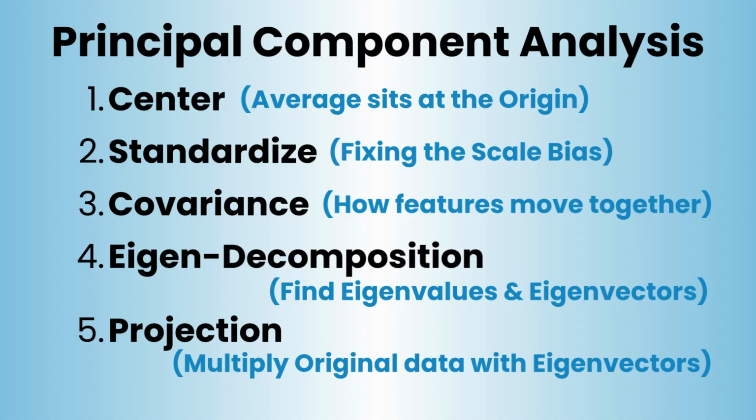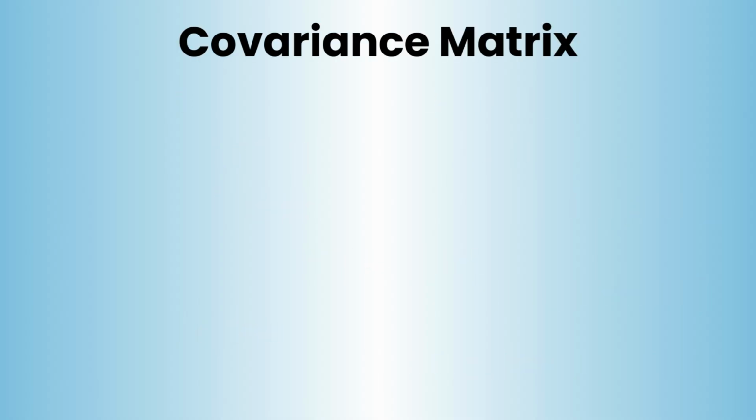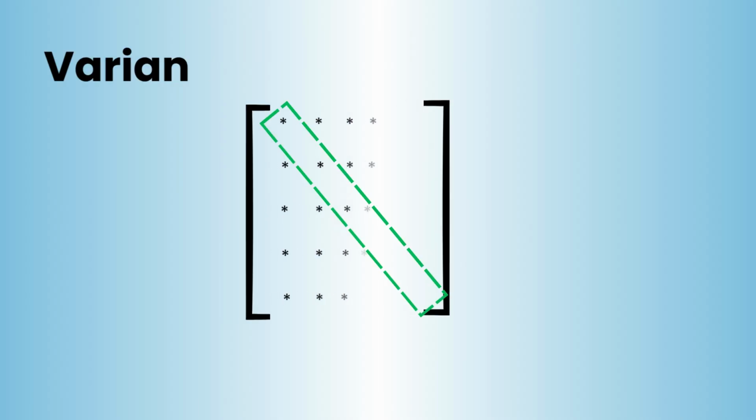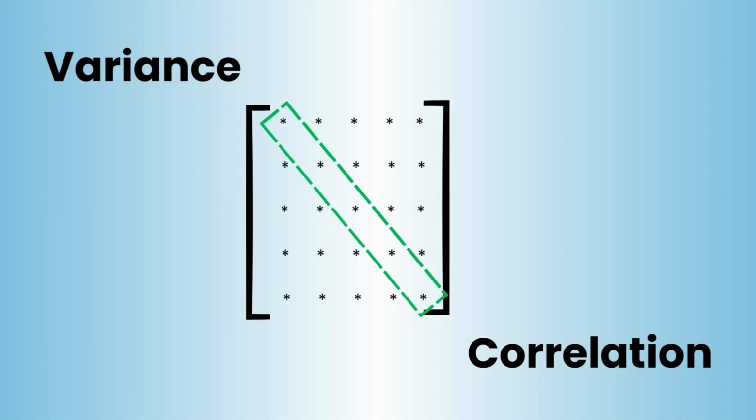Let's look at the mathematical engine of this process. The most critical step is calculating the covariance matrix. If our data matrix X is centered, the covariance matrix is simply X transpose times X divided by the number of samples. This matrix sigma is a summary of the entire dataset. The diagonal tells us the variance of each feature, how spread out the data is. And the off diagonals tell us the correlation, how features move together.